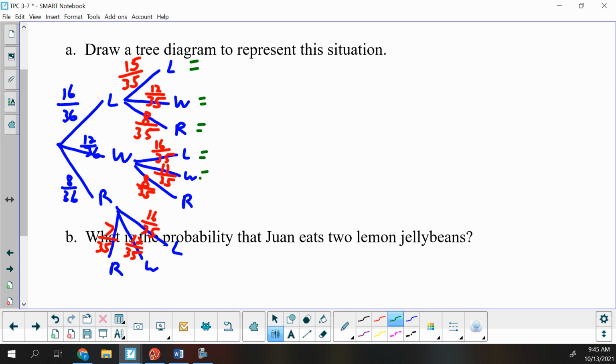Now we've got to find the probability of each branch. First we would do lemon followed by lemon. So we do 16 over 36 times 15 over 35, and that's going to give us 4 over 21. Then next we would do lemon followed by watermelon. So 16 over 36 times 12 over 35, and that would give us 16 over 105. And these fractions, some of them reduce, that's why they don't all have the same denominator. So if we kept doing that, multiplying the branches, the next one would be 32 out of 315.